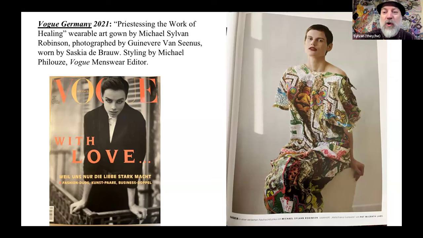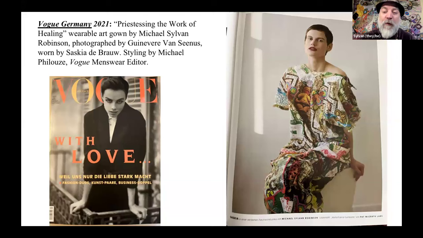And I dropped the garment off thinking that it would never really end up in the shoot in the end. But it was worn by Saskia de Brau in Vogue Germany, styled by Michael Filous. And this garment and the full page spread really opened the door.